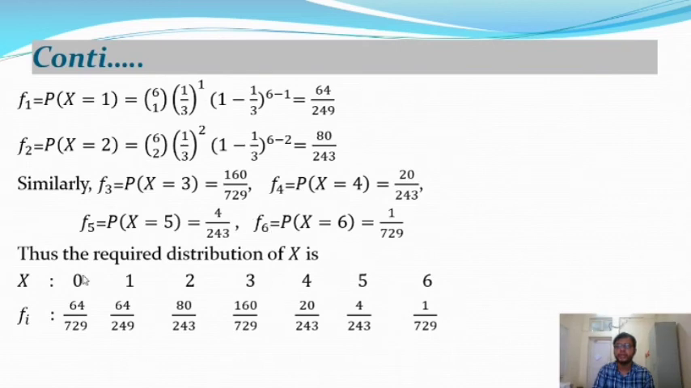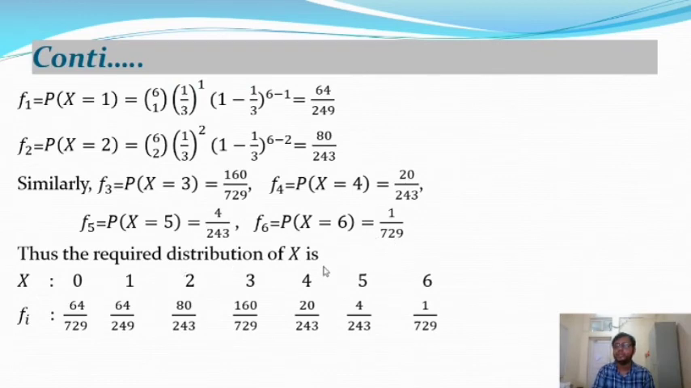So there are 7 values, so 0, 1, 2, 3, 4, 5, 6. So f3 is equal to, after calculation, 160 by 729, f4 is equal to 20 by 243, f5 is equal to 4 by 243, and f6 is equal to 1 by 729. After calculation, we get these values.